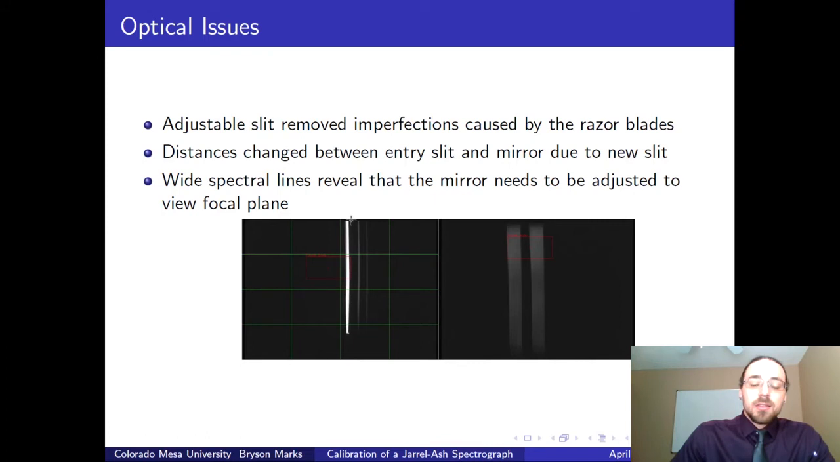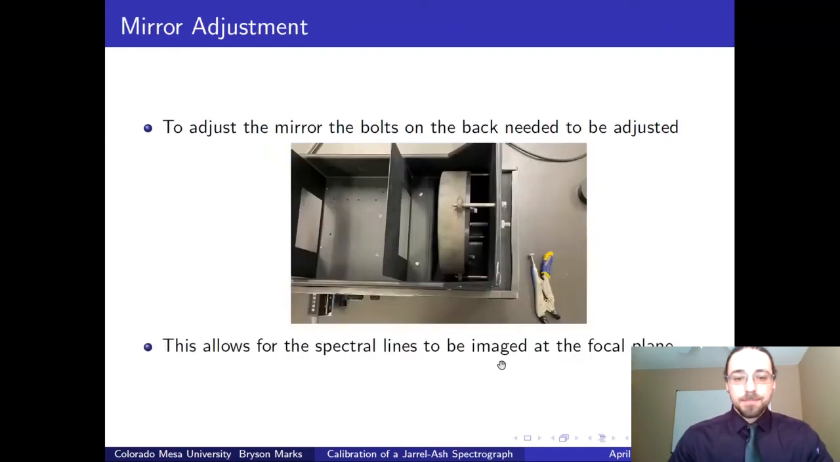You see that there's a lot of curvature in the lines due to the razor blade. There's a notch here. That is removed when we have this adjustable slit added to the spectrometer. But it widened our spectral lines. This lets us know that we are no longer viewing the focal plane that contains the circle of least confusion, and our mirror needs to be adjusted to view that focal plane.